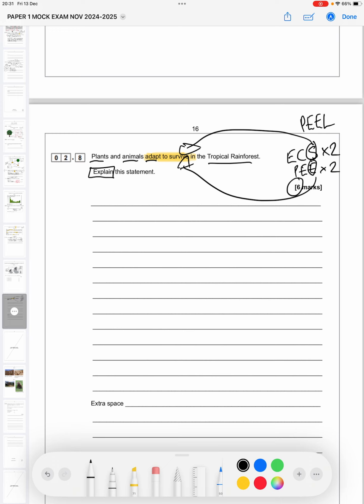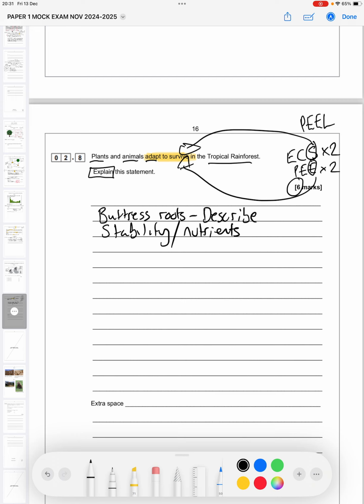Point, evidence, explain, link. So really what you want to be saying here, let's pick one for example. Let's say you picked buttress roots for the trees. So you've got your buttress roots, and then you describe them. So what do they look like? Then you would add a comment or explain, so how do they work? They help the tree to maintain stability and gather nutrients.